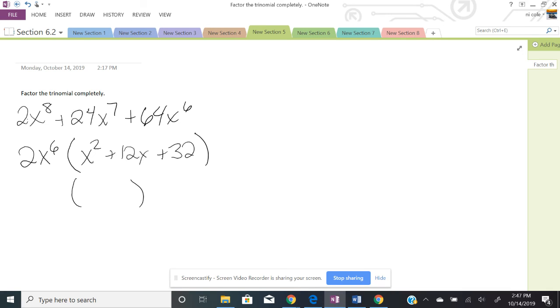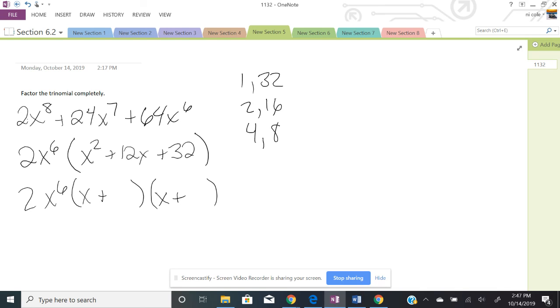I can probably then factor this again, and I'll just carry down the 2x to the 6. So what makes x squared? Well, it's x and x. What makes this plus sign is either plus plus or minus minus, and this tells me it's plus plus. Okay, what makes 32? 1 and 32, 2 and 16, 3 doesn't go in, 4 and 8, 5 doesn't go in, 6 does not go in, 7 does not go in, and now I'm back to 8. All right, so again, I'm going to pick the 2 that are closest together. Check it out. It's 4 and 8.